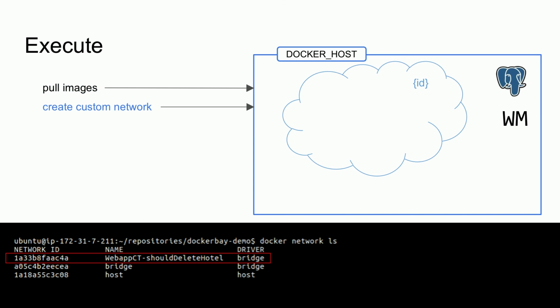The second step is it will create a unique network with a unique ID. If you run the docker network ls command after this step, you will see that a network with this unique ID is created, and in this case, the unique ID is our test class name plus the method name of the test.